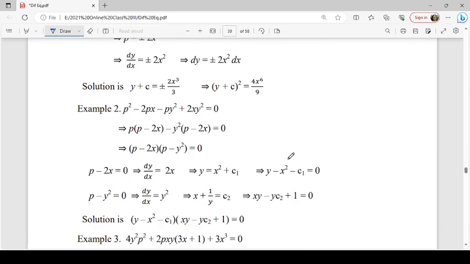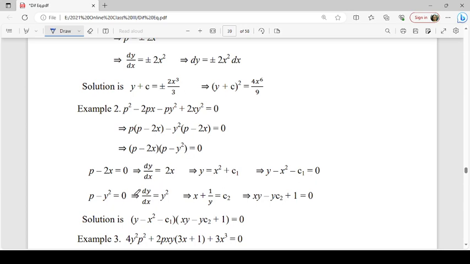This one we see is also factorizable. So we are factorizing this, and we are having these two factors. It is second degree, so it is (p - 2x)(p - y²). So we write p - 2x = 0, meaning dy/dx = 2x, and its solution is y = x² + c1. Because we are having more than one equation, we write the constant as c1, c2, etc. So this is one solution.